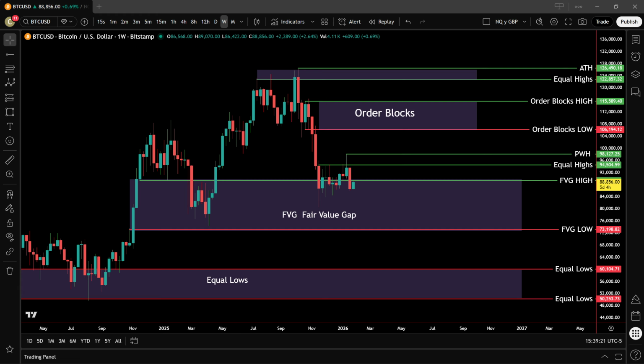We have a massive fair value gap, FVG, stretching from $88,000 down to $73,000. Efficient markets tend to rebalance these gaps. Furthermore, in the lower region, we see historical equal lows near $60,000 and $50,000, representing highly attractive sell-side liquidity for institutional players before any long-term bullish continuation.